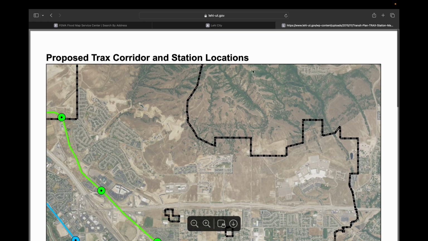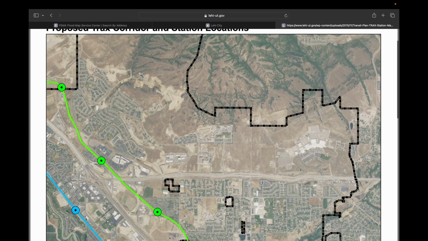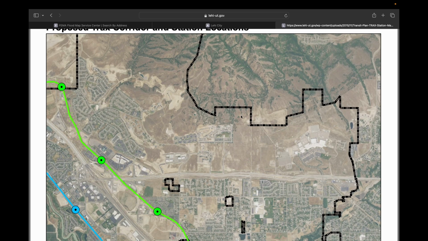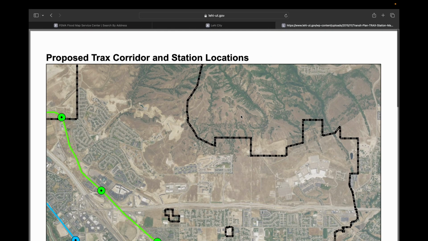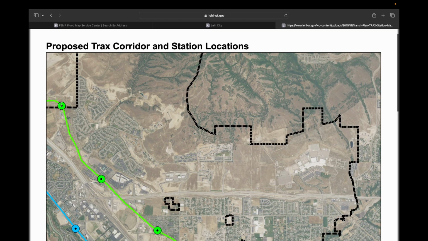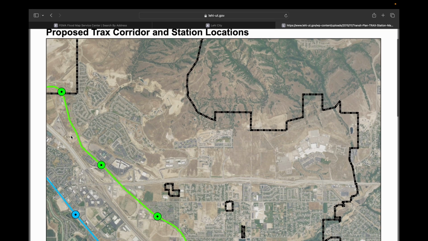And then, this is also really good to know. So this is a map for the proposed tracks corridor and station location. UDOT is the Department of Transportation for Utah. And what we want to see is where are they putting stations, right? And this is proposed, so again, it's not solidified, but it's really good to know because they have future plans for putting a tracks right through down here.